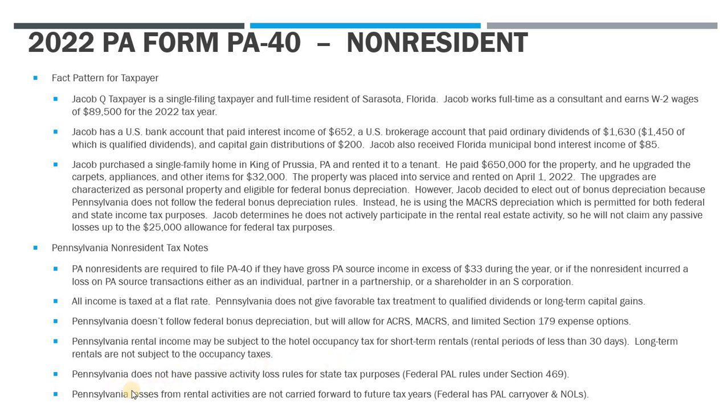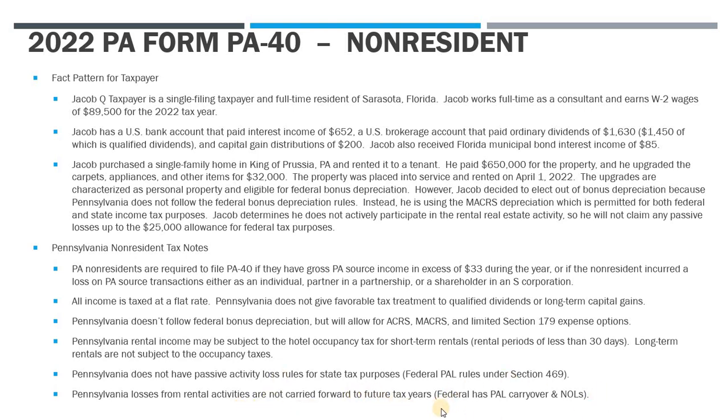Now, also, what's a big difference between federal and PA: Pennsylvania doesn't have passive activity loss rules, right? So at the federal level, we have to do the 8582. We have passive activity loss limitations. Pennsylvania doesn't have those. And also, if you have net losses, those are recorded in the current year, but if you have overall net losses that can't be used, they are not rolled forward to future years.